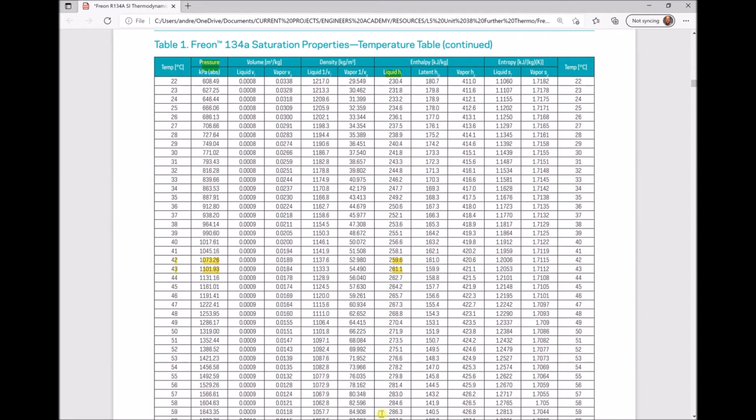Now once again we're going to transfer the information back across, taking care to ensure that our temperatures, pressures and enthalpies correspond with the correct values. So 42 degrees corresponds with the lower pressure and the lower enthalpy, and the higher temperature of 43 degrees corresponds with the higher pressure and the higher enthalpy.